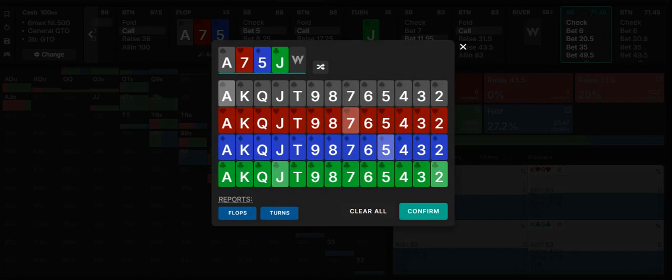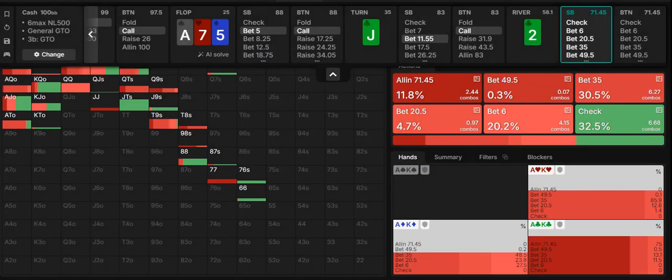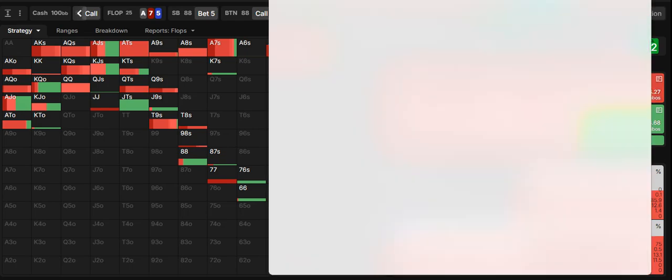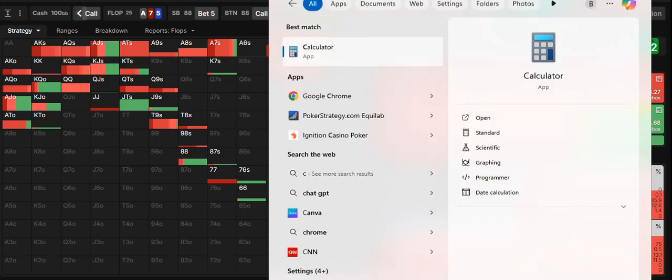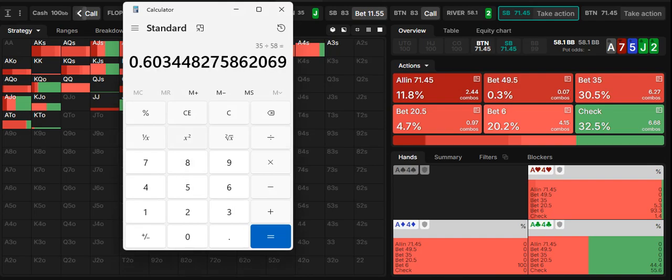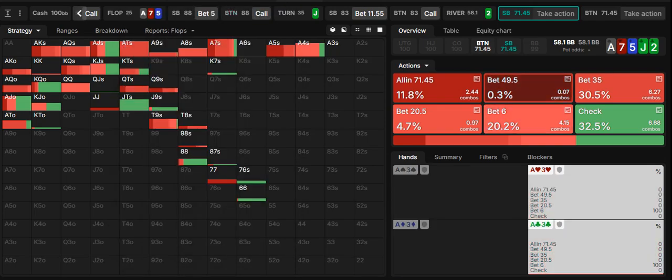Let's say the river's a blank, deuce. How much of our range wants to be all in? Almost none. Almost none of our range wants to be all in. Look, most of our range wants to bet middling sizings, half pot, 60% pot, even smaller, okay? So let's say we bet, this is like 60%. Let me just do the math real quick on this. Calculator. This is 35 divided by 58. Yeah, 60% pot. Okay, so most of our range wants to go small.